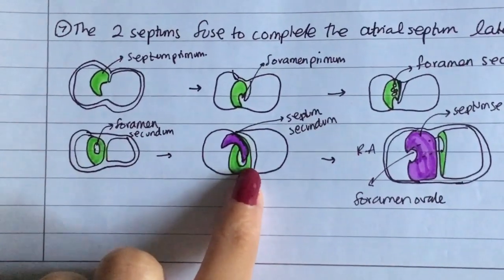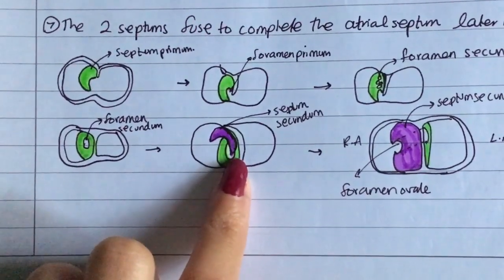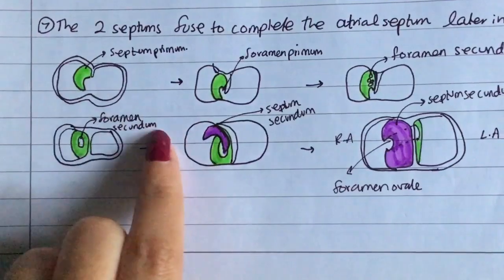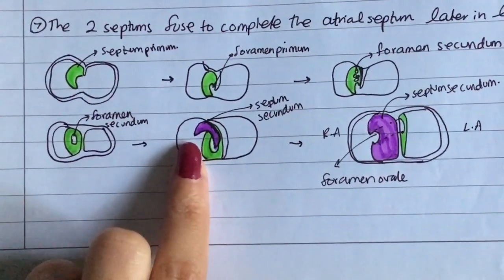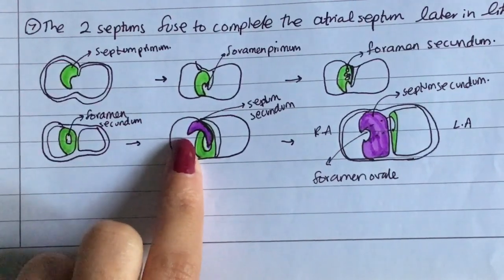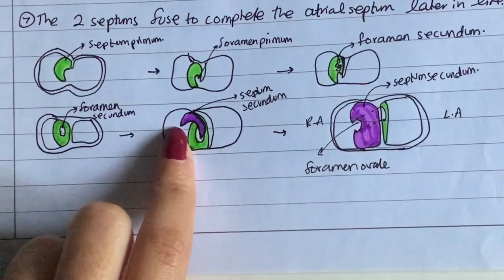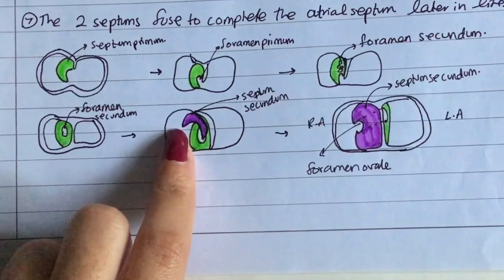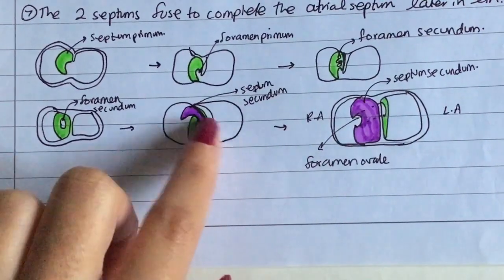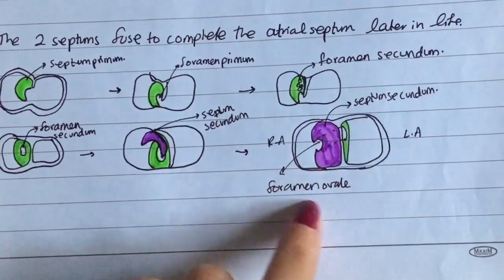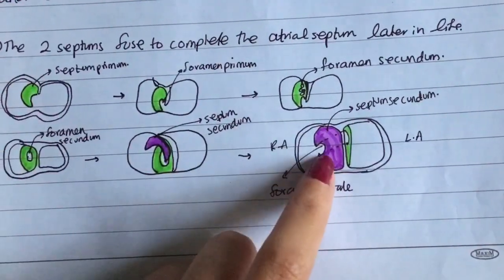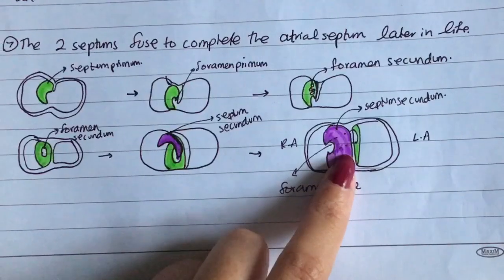Then you have your septum secundum. Okay, and it grows and it forms to the right of the septum primum. Okay, and it is also crescent shaped, and the foramen ovale forms, and it is the opening between the two limbs of the septum secundum. So this crescent, it just grows and grows. It's the purple one, and you have the foramen ovale, and it grows between the two limbs of the septum secundum.